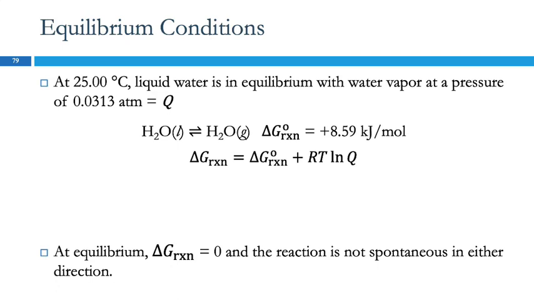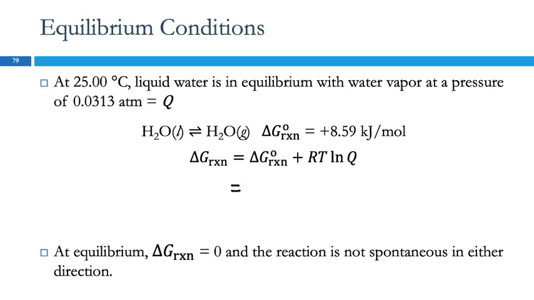So at 25 degrees Celsius, liquid water is in equilibrium with water vapor at a pressure of 0.0313 atmospheres. So that's Q. Here we've got our reaction, and this is the standard free energy change, positive 8.51. And here's our equation. Delta G under these different conditions is the standard delta G plus RT natural log of Q.